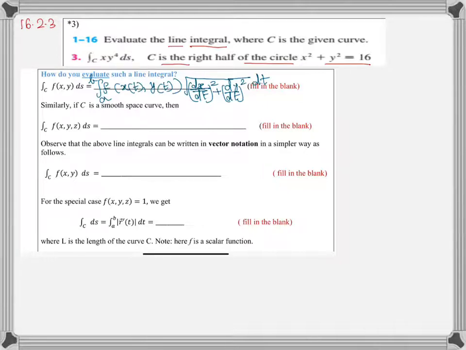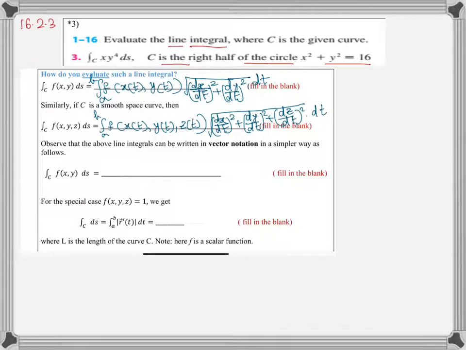Extending this to three dimensions, f of x, y, z for a three-variable function. So integral over C of f of x, y, z ds would be integral from a to b of f of x of t, y of t, z of t, and then the arc length, which is square root of (dx/dt) the whole squared plus (dy/dt) the whole squared plus (dz/dt) the whole squared, times dt.